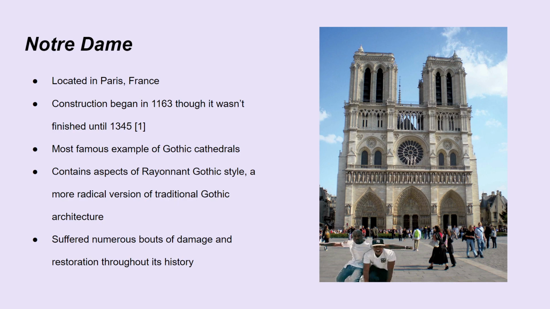So, take a look at the Notre Dame. That's located in Paris, France, and they began building it in 1163 and finished in 1345. Now, the most famous example of Gothic cathedral is probably this one, and it contains a lot of aspects of Renaissance Gothic style, which is a bit of a more aggressive, radical version of the traditional Gothic style. You can see that with the flying buttresses and things like that.